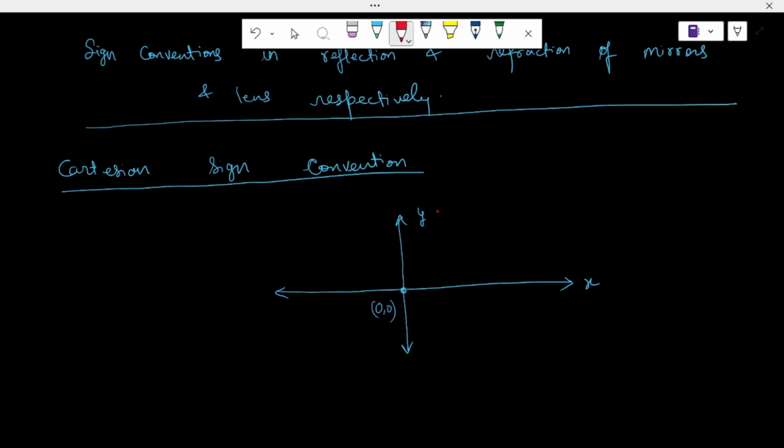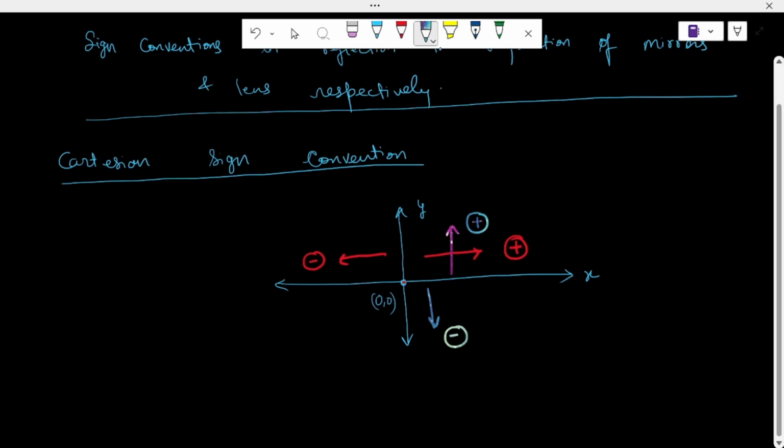So taking this as reference, if I go in this direction, it will be taken as positive. If I go in this direction again, it will be taken as negative. Anything above the principal axis will be taken as positive, and anything below the principal axis or this x-axis will be taken as negative. That is our general sign convention, known as Cartesian sign convention.